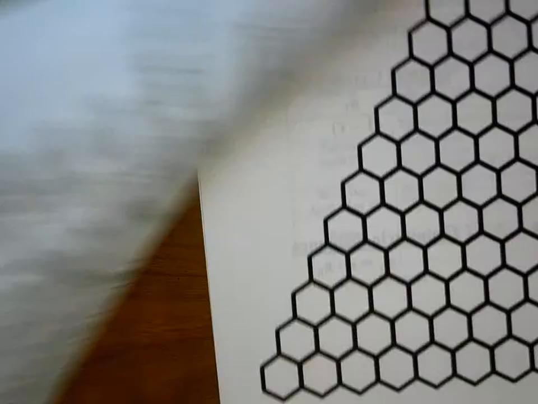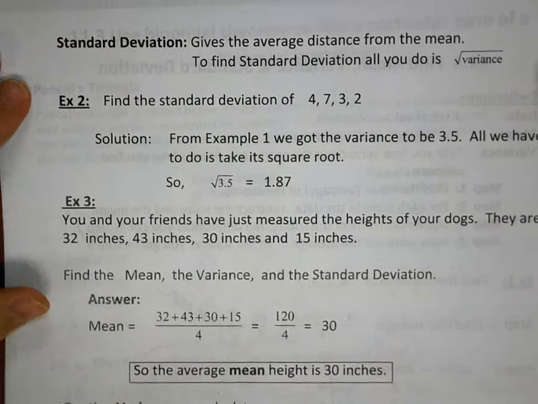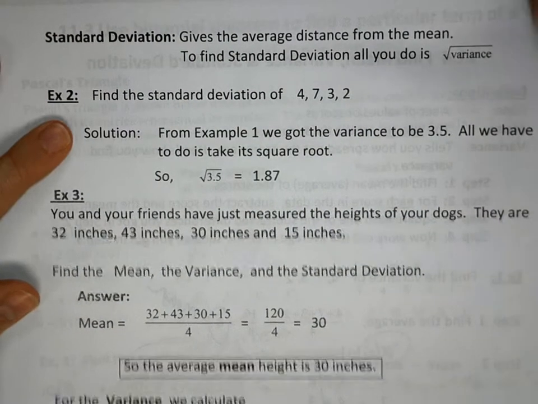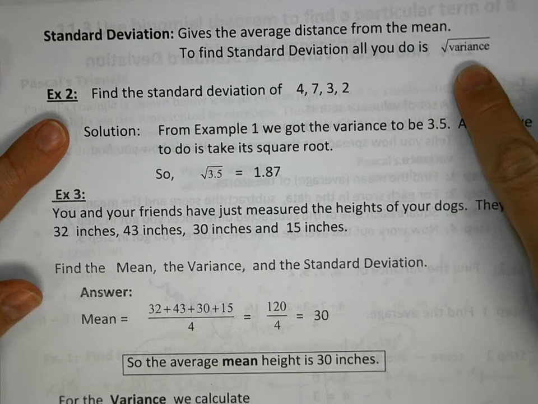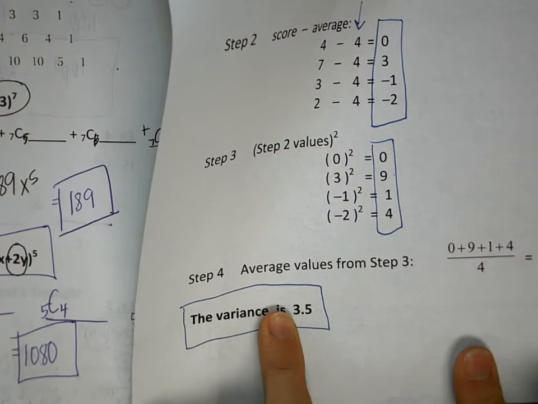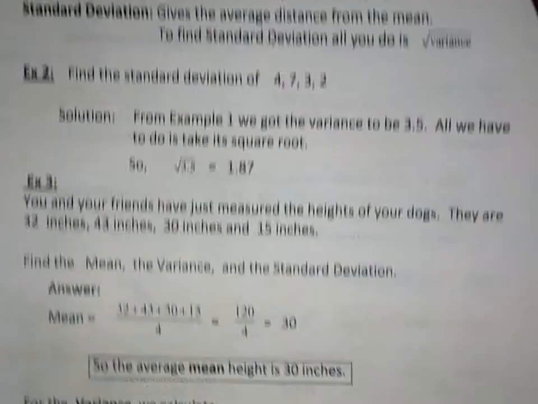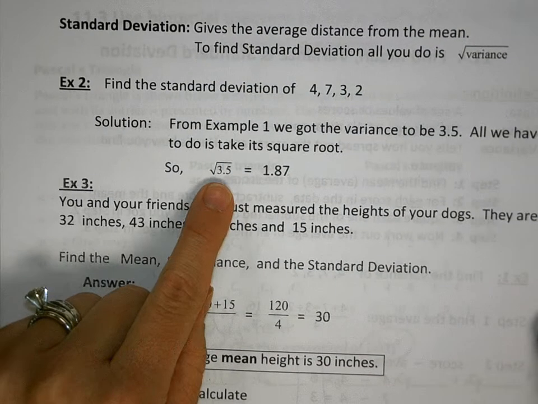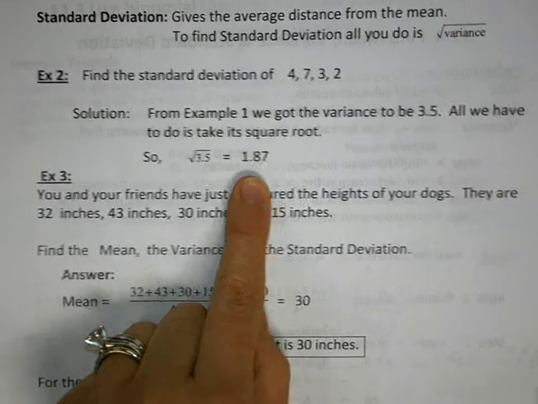And then the last thing you have is your standard deviation. Your standard deviation gives you the average distance from the mean. To find your standard deviation, all you have to do is take the square root of the variance. On this last problem, we got the variance was 3.5, correct? So to find the standard deviation, all you have to do is take the square root of 3.5 in your calculator, and you get your standard deviation is 1.87.